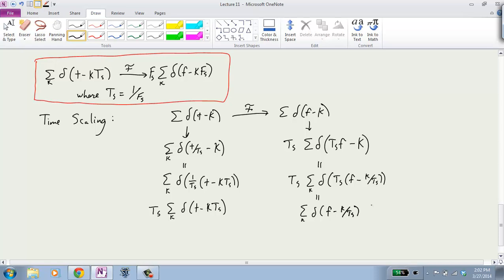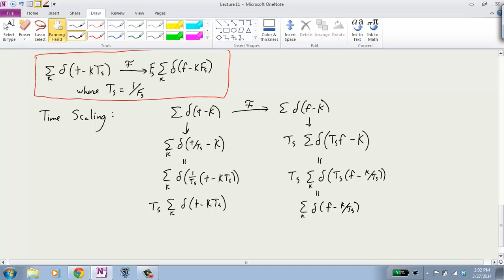Okay, now we're almost done. Let's just, to get back in the form we had above, move this Ts over to here, and let's rewrite 1 over Ts as Fs. Right, so now we get back at our final result. Okay, so we have a Fourier transform pair rule that we can just remember.